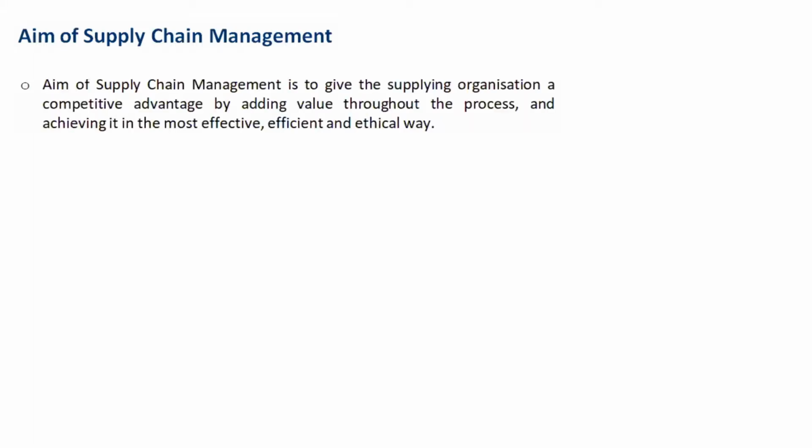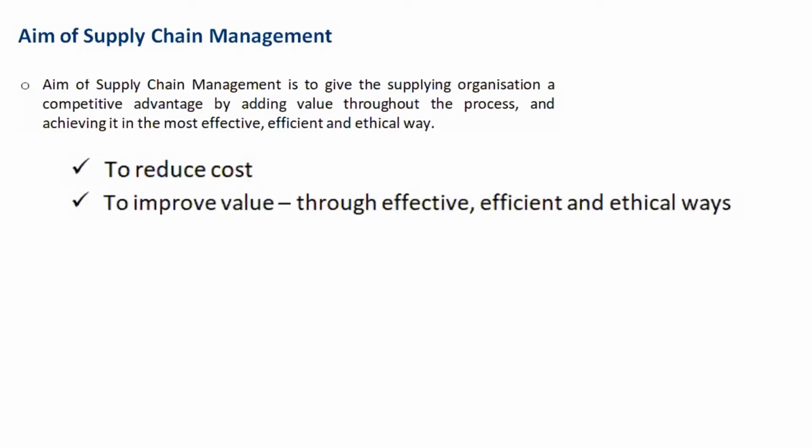Then, the aim of supply chain management. The aim of supply chain management is to give the supplying organization a competitive advantage by adding value throughout the process and achieving it in the most effective, efficient, and ethical way. That is, to reduce cost, to improve value, to be effective, efficient, and ethical. Finally, to minimize the risk.